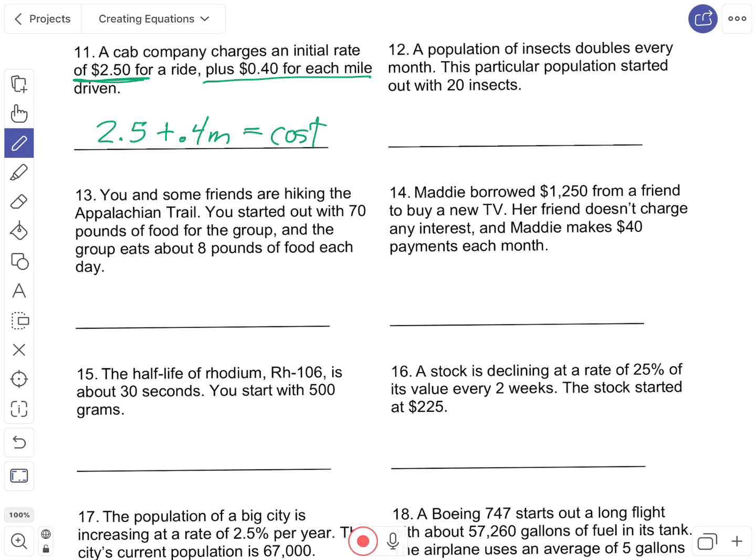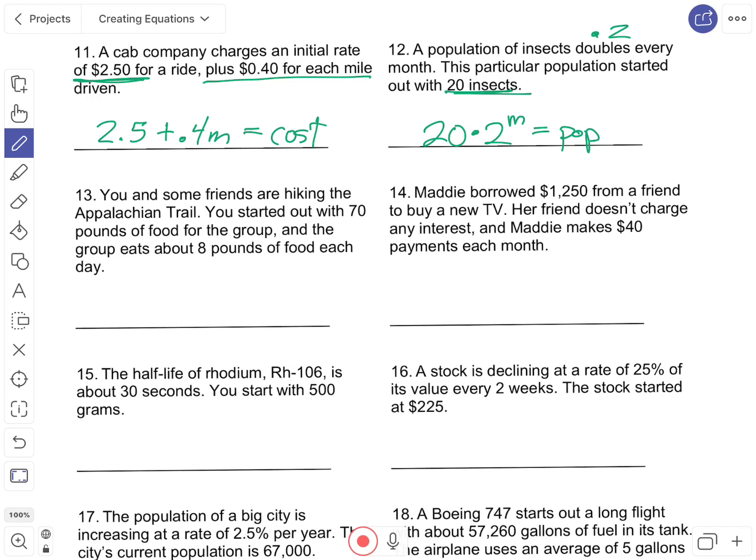Number 12, a population of insects doubles every month, okay? Doubling meaning timesing by 2, right? This particular population started out with 20 insects, so we start with 20, we're doubling every month, and that's going to get us our total population, isn't it?